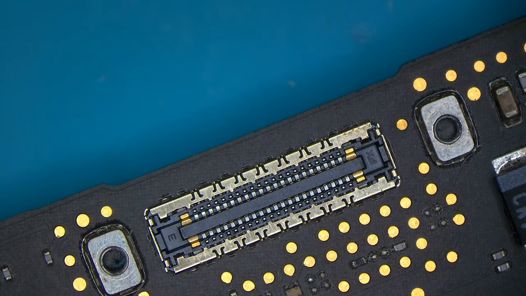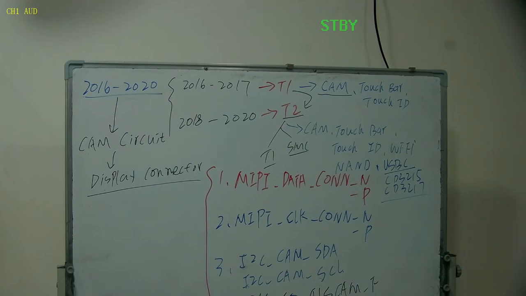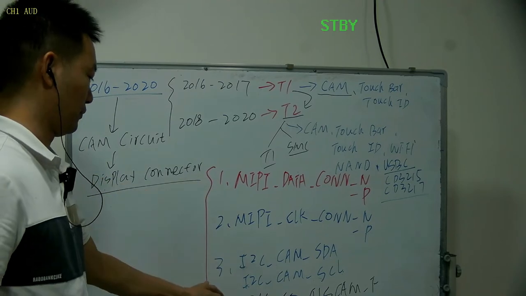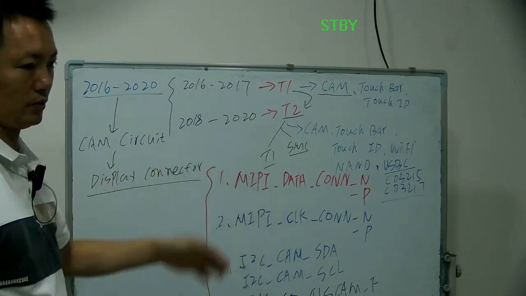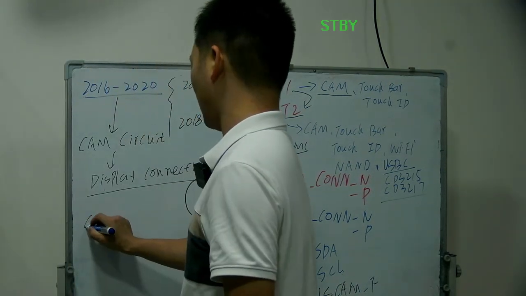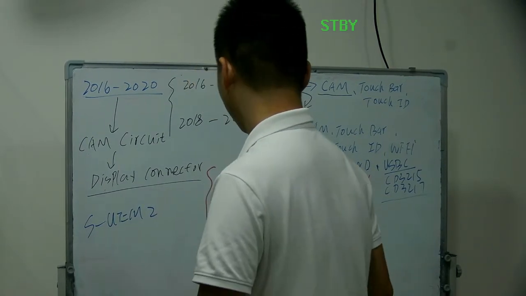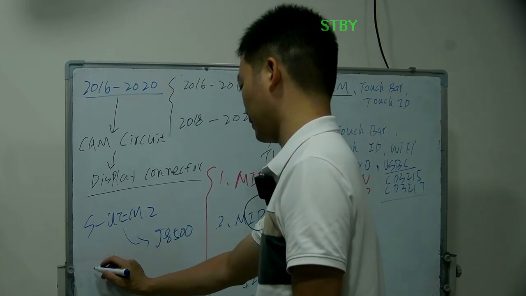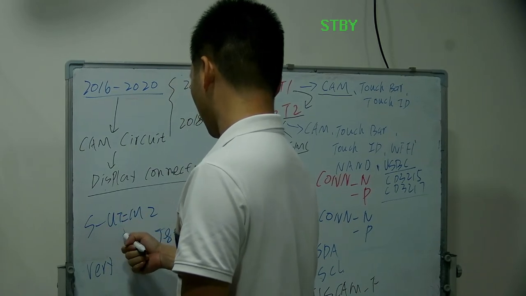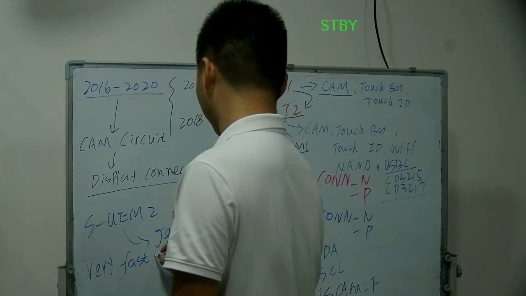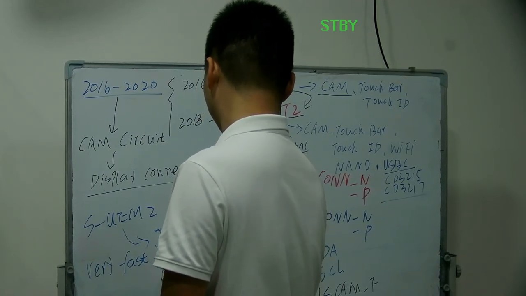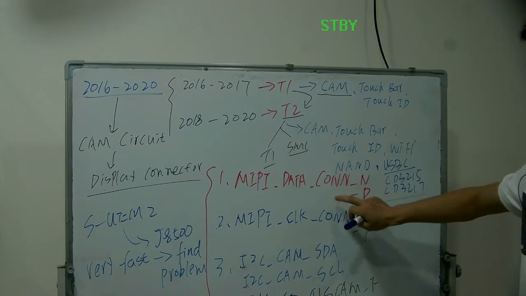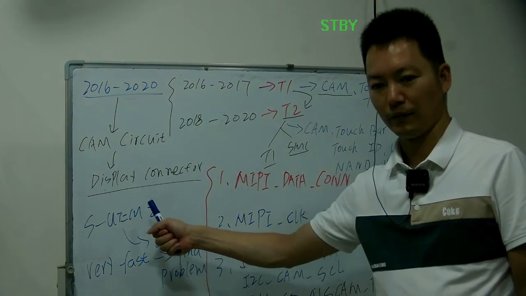The other repair method is very fast to find the problem. Before, you use the multimeter to test 1, 2, 3, 4 or 1, 2, 3, the signal from the T1 and the T2. But now you can use these two tools to test, connecting to this connector JA500. Then you can find the problem very fast with these tools. Before, you must use the multimeter to check 1, 2, 3, which may be difficult. Now you use this to test very fast.